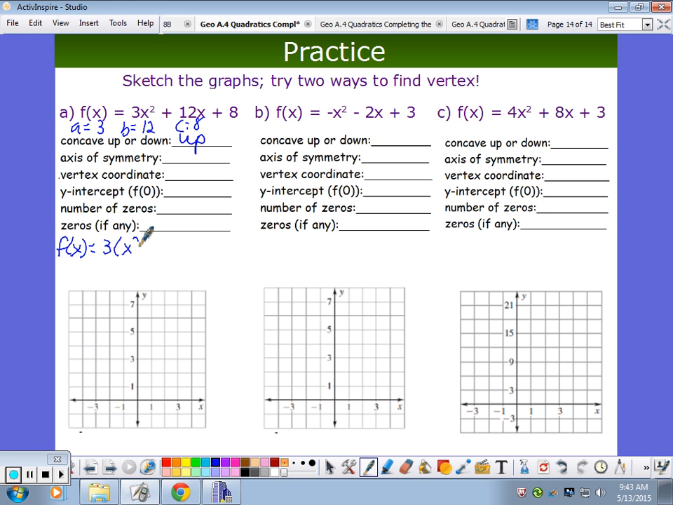So I factor out the 3 for the first 2 terms, right? And then half of this and square it, that's plus 4. But now I have to balance it. 3 times 4, that's really 12. So I subtract 12. And now I've got 3 times x plus 2 squared minus 4. What's my vertex? You think about what would go in here to make this 0, and then just take this as it is.